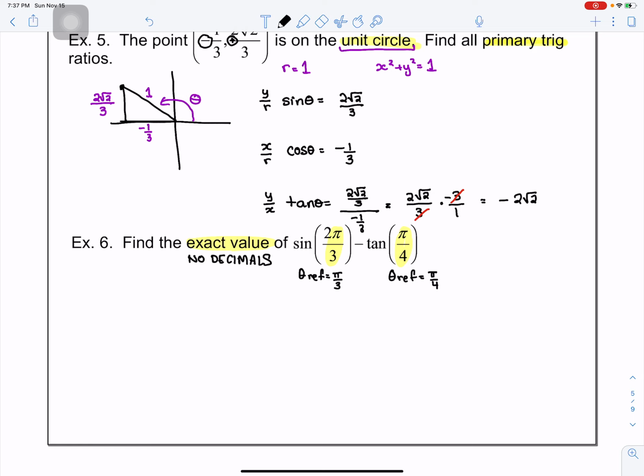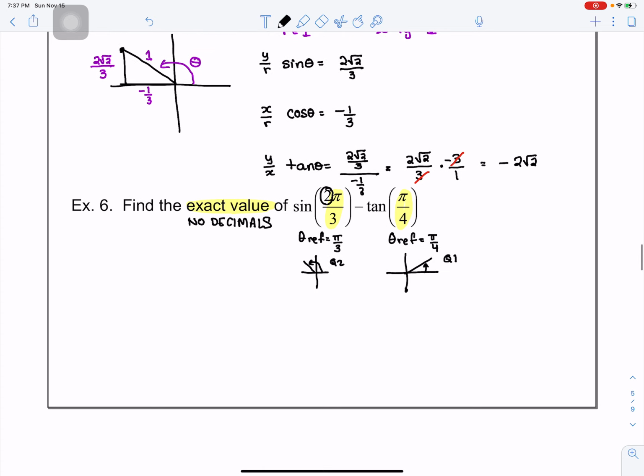Now, sine of 2 pi over 3 tells me I have 2 multiples of pi over 3, and pi over 3 is 60 degrees. So this means I'm in quadrant 2 here. So quadrant 2. And pi over 4 means I have 1 multiple of pi over 4, which is 45 degrees, which means I'm in quadrant 1.